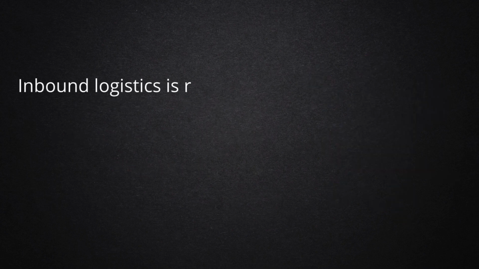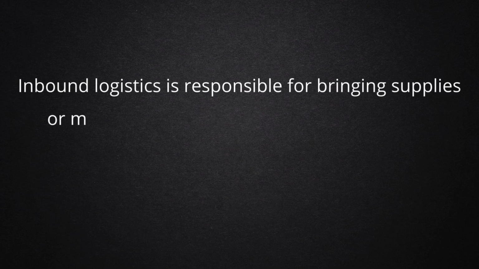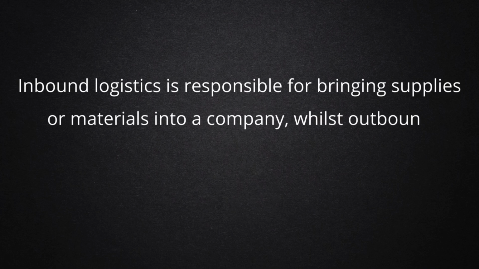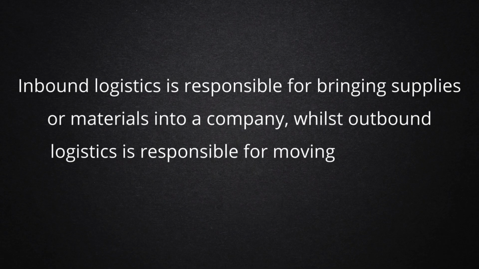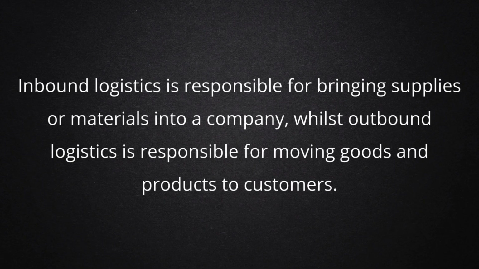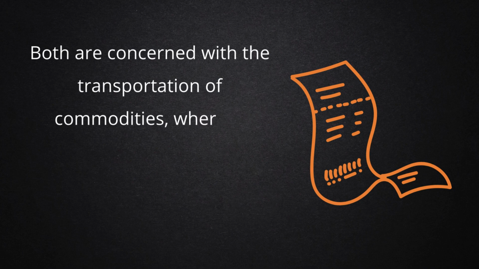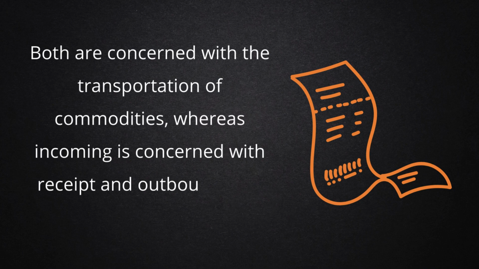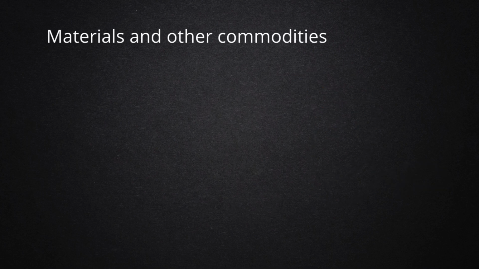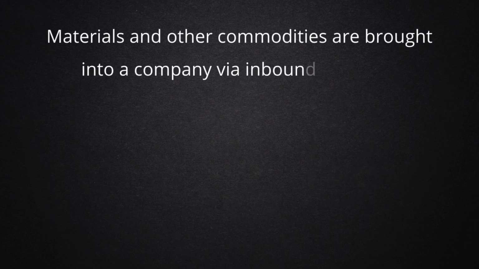Inbound logistics is responsible for bringing supplies or materials into a company, whilst outbound logistics is responsible for moving goods and products to customers. Both are concerned with the transportation of commodities, whereas inbound is concerned with receipt and outbound with delivery. Materials and other commodities are brought into a company via inbound logistics.